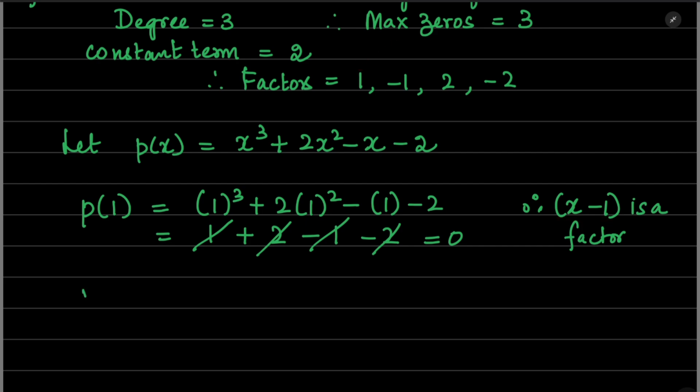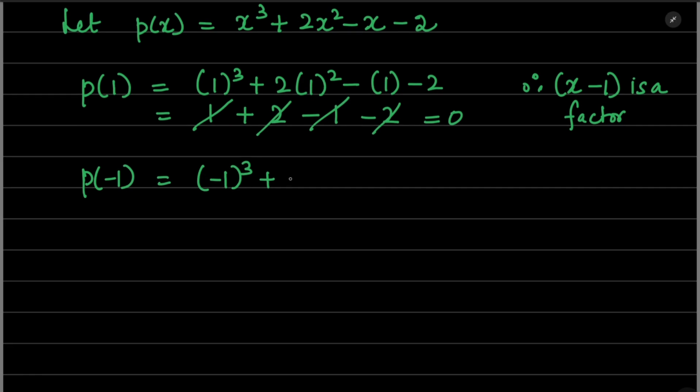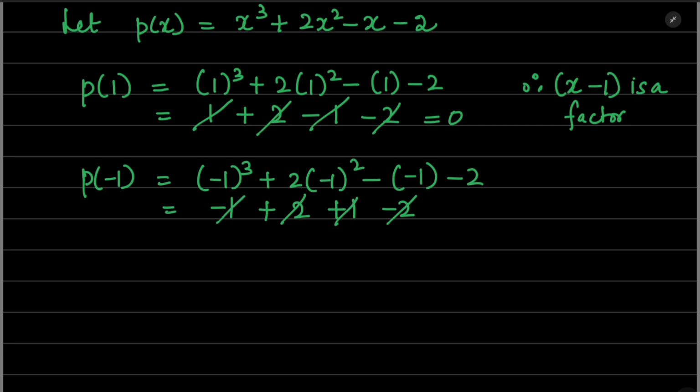Let us check with minus 1, p of minus 1, and then we'll do 2 and minus 2. So minus 1 whole cube plus 2 into minus 1 the whole square minus of minus 1 minus 2. So minus 1 plus 2 plus 1 minus 2. Here again you are getting a 0. If minus 1 is a zero, therefore x plus 1 is a factor. Okay, x plus 1 is a factor.